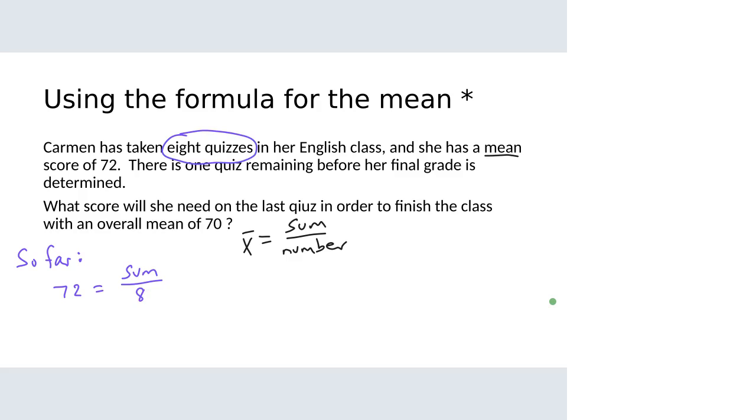Her mean would be how many points she's earned divided by 8. That's how we're going to get this 72. The thing is, we don't know how many points she's earned, at least not yet. So to get sum by itself, we're going to multiply by 8 on the right, multiply by 8 on the left. These are going to cancel, which is what we needed to have happen so that we would get sum by itself. And so 8 times 72.